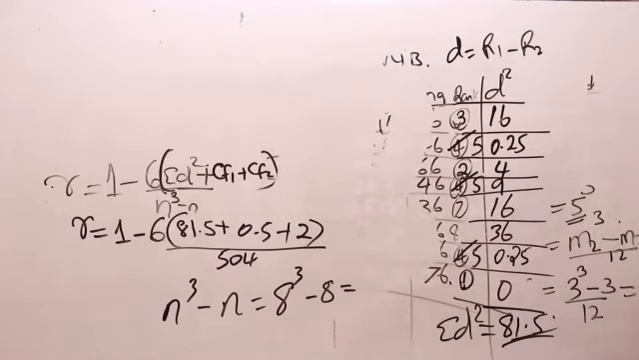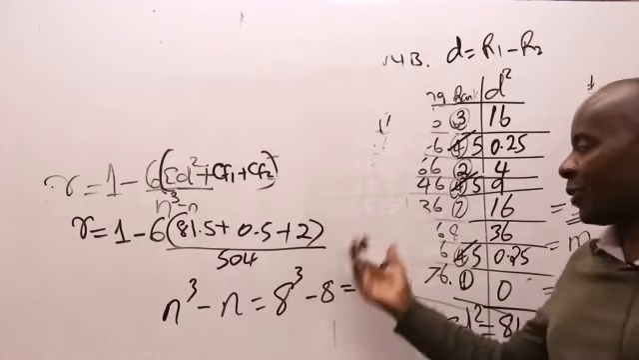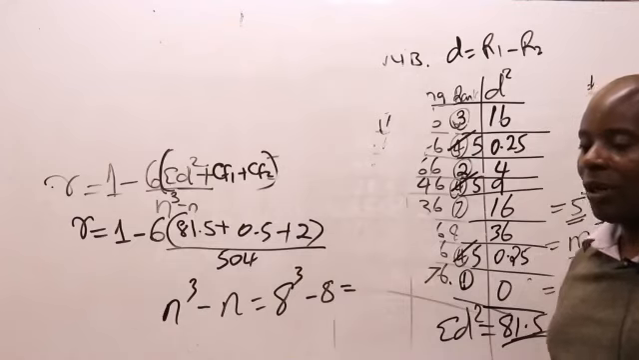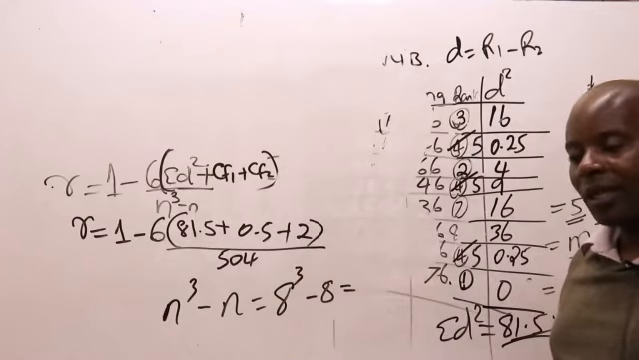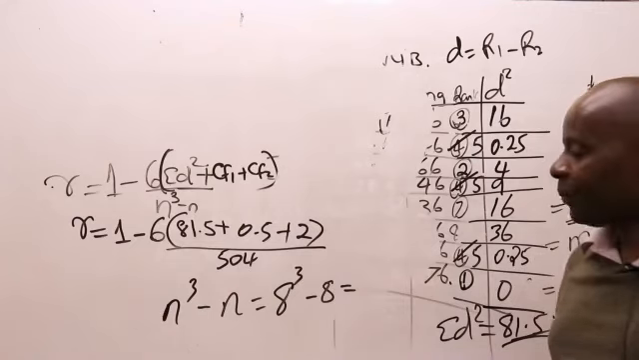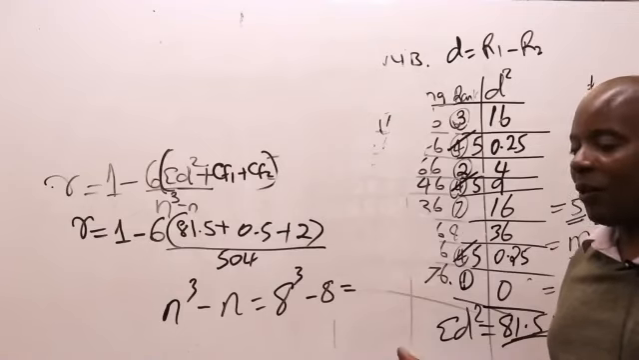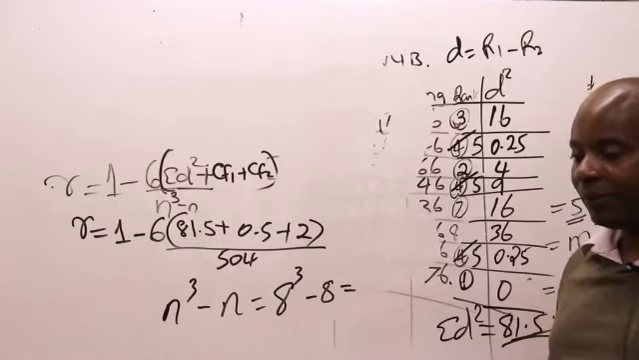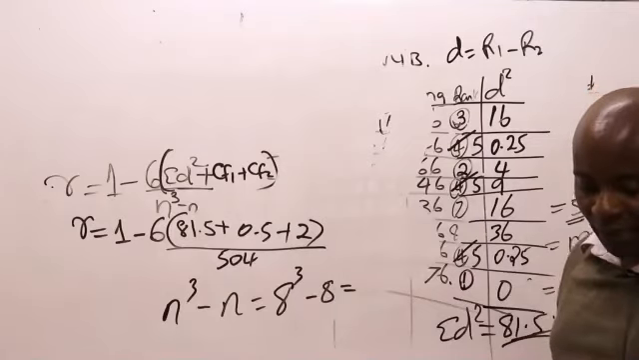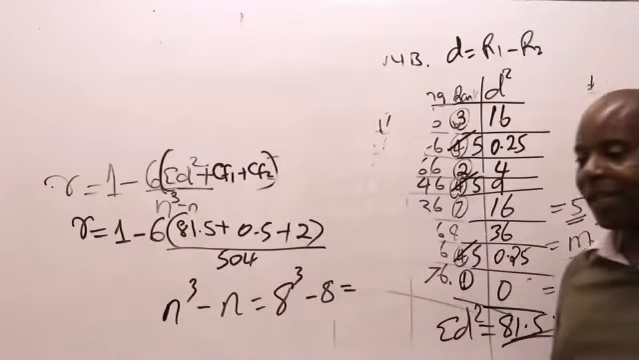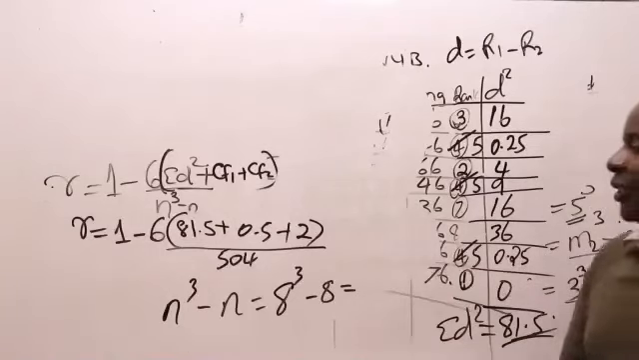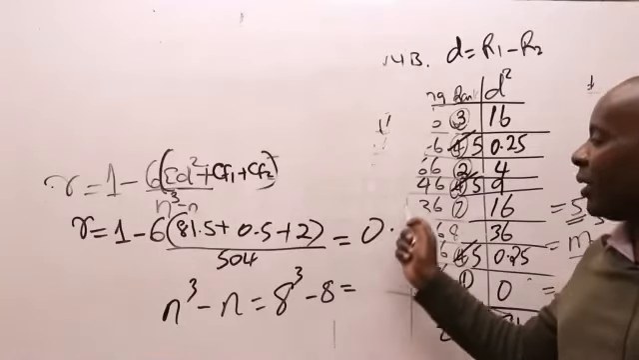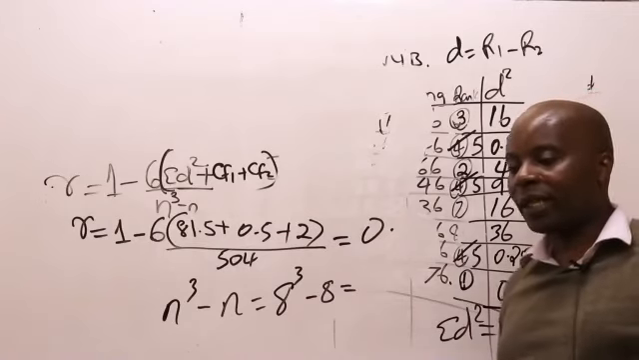So you move slowly. You talk of 81.5 plus 0.5 plus 2, equals whatever we get, times 6 divided by 504. And then we have 1 minus that figure. Somebody is giving me a figure of 0, which is correct. The final answer is supposed to be 0.